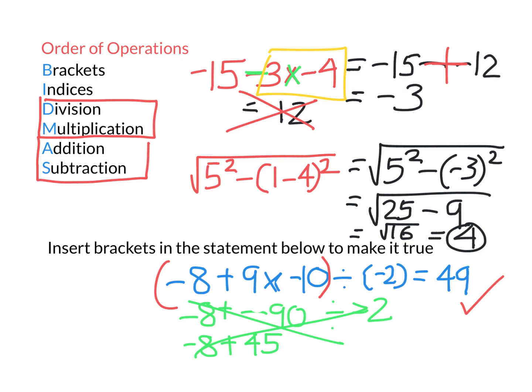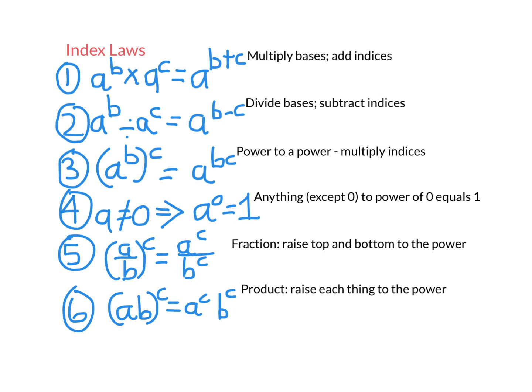All right, let's now move on to index laws. So I said before in this video, indices is all about raising to a power. It's when you have something like this, a to the power of b. You would have seen this before. You know, if you have something like 2 to the power of 3, this number here is how many times you multiply this number by itself. So 2 to the power of 3 is 2 times 2 times 2. This is in index form because it's a base.